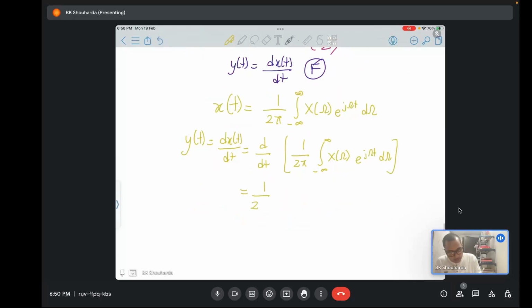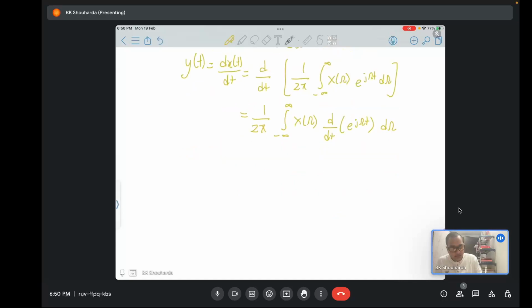So what would that mean? 1 upon 2 pi integral minus infinity to infinity X of omega. In all of this, we are differentiating only the variable of time and keeping the frequency variable constant. So what do we get over here? Minus infinity to infinity. Differentiating e to the power j omega t, j omega comes out.